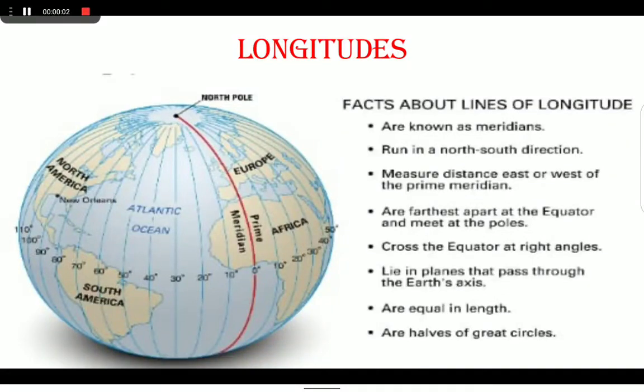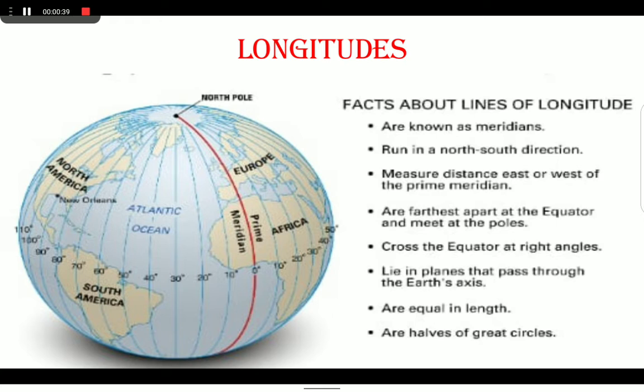Longitude. The equator is used as the line of reference for locating places in the north and south directions. So, we need another line or point as reference for locating places in the east and west directions. So, we can draw a set of lines joining the north pole and the south pole. These lines are called meridians or longitude.